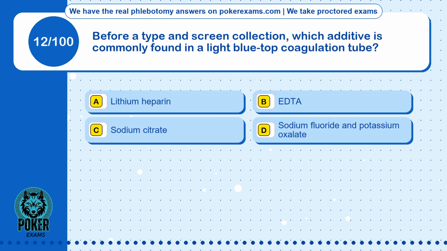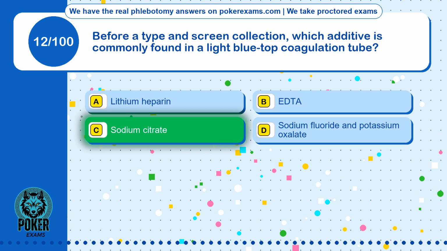Question 12. Before a type and screen collection, which additive is commonly found in a light blue top coagulation tube? Option A, lithium heparin. Option B, EDTA. Option C, sodium citrate. Option D, sodium fluoride and potassium oxalate.